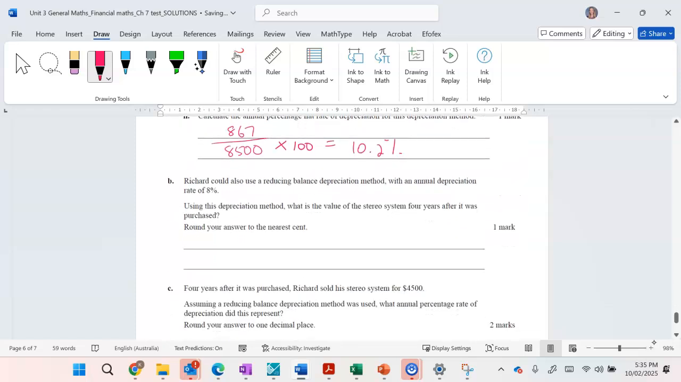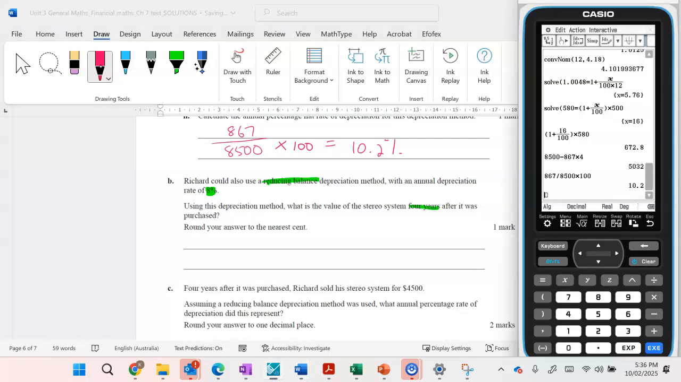Richard could also use a reducing balance. All right, so remember, reducing balance is an example of geometric decay with an annual depreciation rate of 8%. Using this depreciation method, what is the value of the stereo system 4 years after it was purchased? All right, so we can do it in Financial Solver. I'm going to show you using the rule. Let's write a rule because we haven't written a rule for any of these.